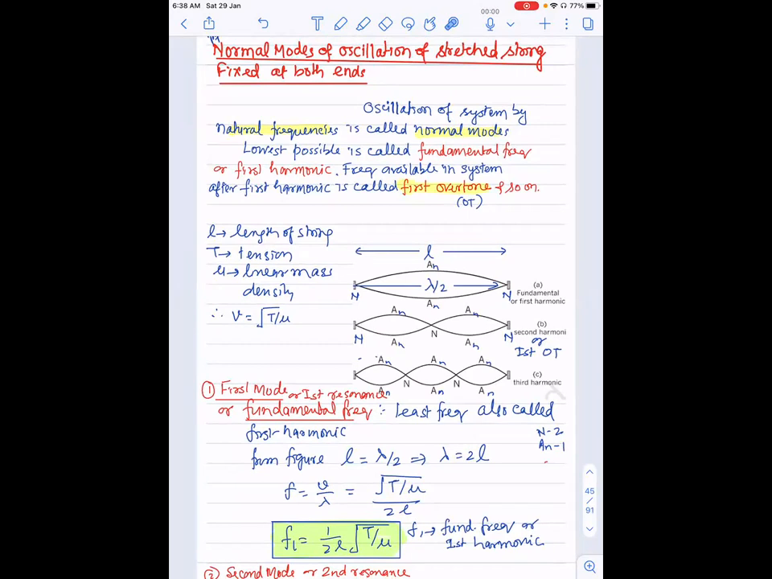What is the first harmonic? 1 by 2L under root of T by mu. In fact, it comes from this: F is V by lambda. Suppose you cannot recall the formula, then the formula for V we already know. Lambda you can find in terms of the length of the string, depending on whether it is the first mode or second mode. But better you remember this fundamental frequency as the standard one. Double the second harmonic, and for the third harmonic take three times.